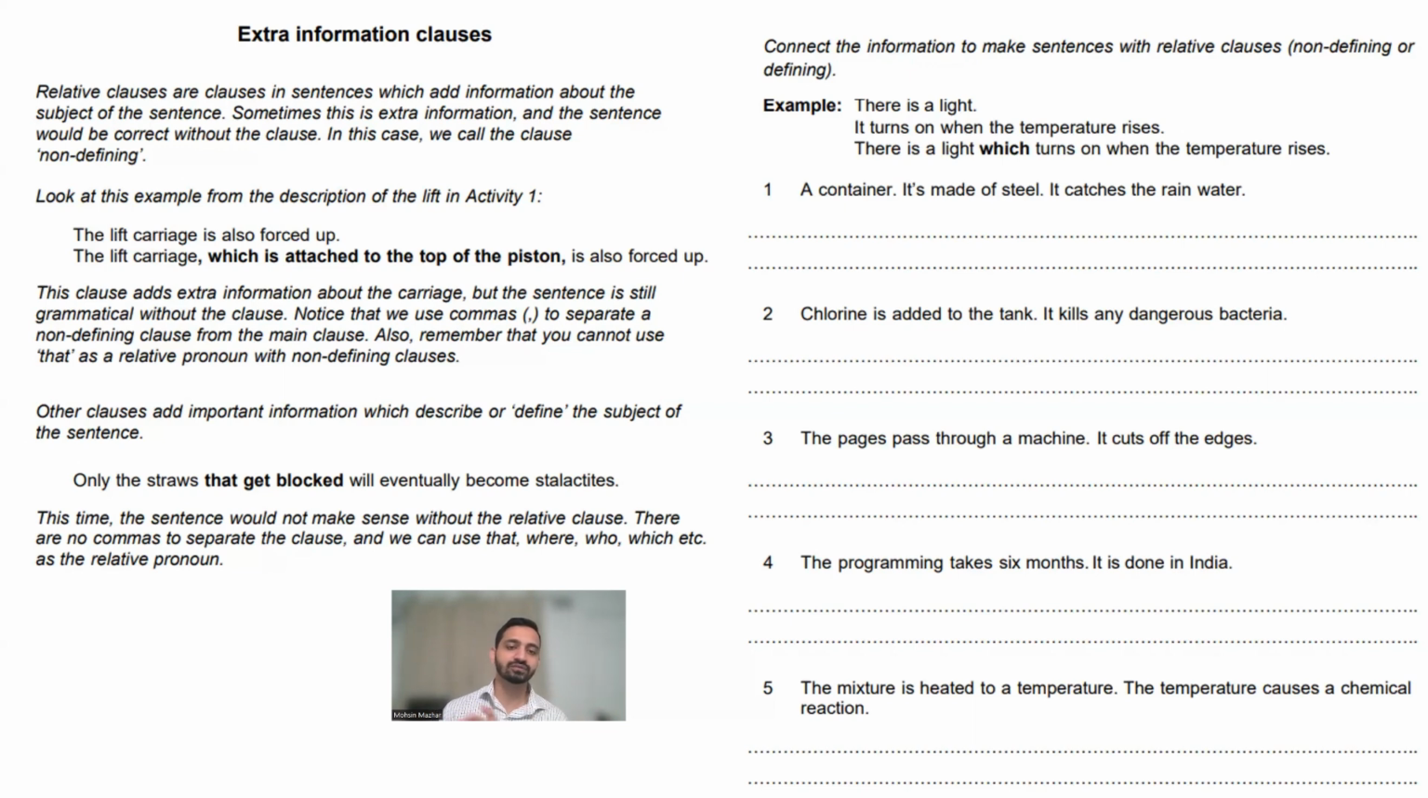"Only the straws will eventually become stalactites." That information is very important. Without that information, it might be grammatically correct, but it's not logically correct. So it's very important for me to include that information to be able to explain what straws I'm talking about. Okay, so that's why you could see the difference. There is no comma here, and I'm able to use "that" in this situation, right? So this time the sentence would not make sense without the relative clause. There is no comma to separate the clause, and we can use that, where, who, which, etc.